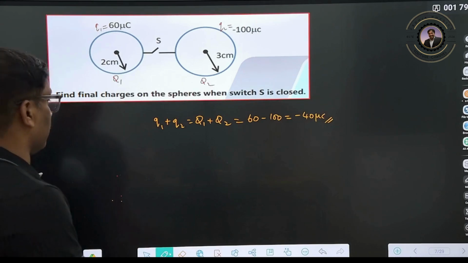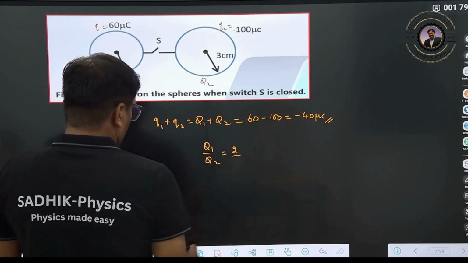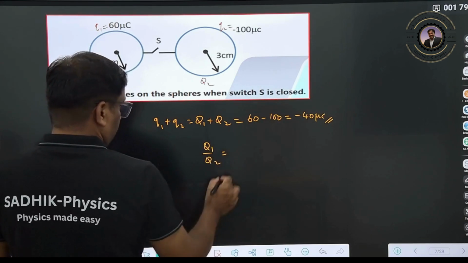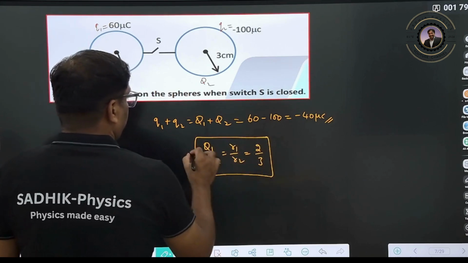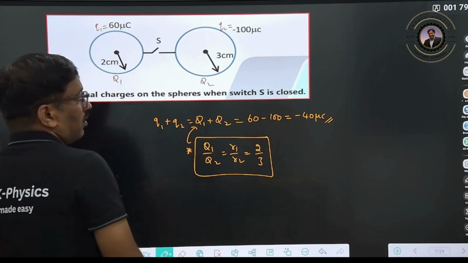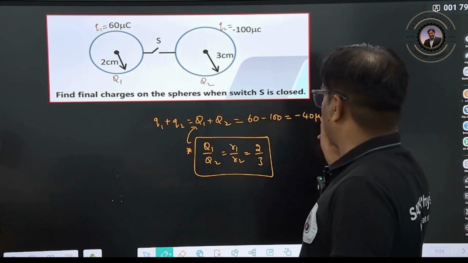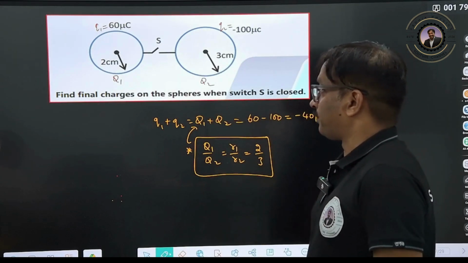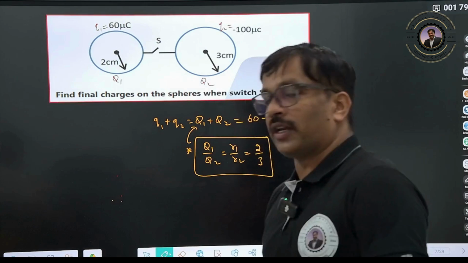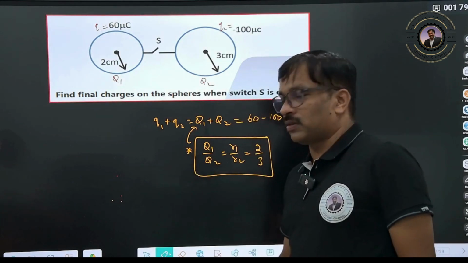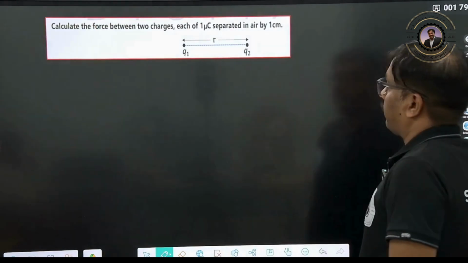Clear? So then again you know Q1 by Q2 is equal to R1 by R2, and R1 by R2 will be equal to 2 by 3. So, therefore substitute in this one. Try to solve by this method. So here, what is the new learning thing? This one. Clear? In this way you can solve the problem. I am not continuing this one. Just like the previous one, you can continue this question. Clear? Right.